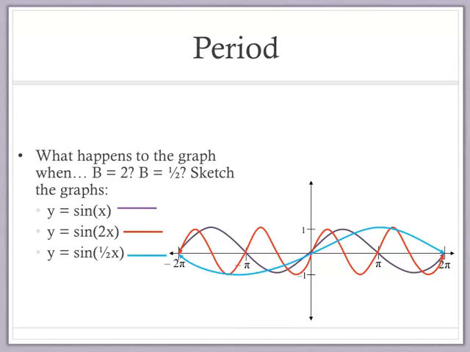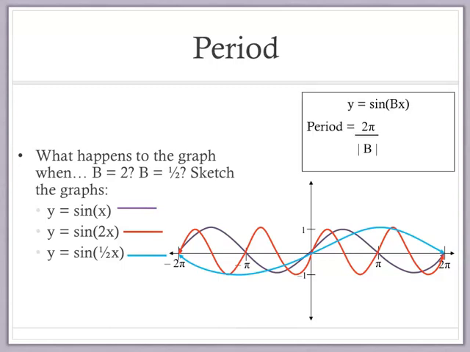All right, so in that box up top, let's go ahead and write this down. y is equal to sine of b times x. And to determine the period of the function, you do 2 pi divided by the absolute value of b. And again, we're using the absolute value because a negative in front of the b is going to be a different type of transformation.